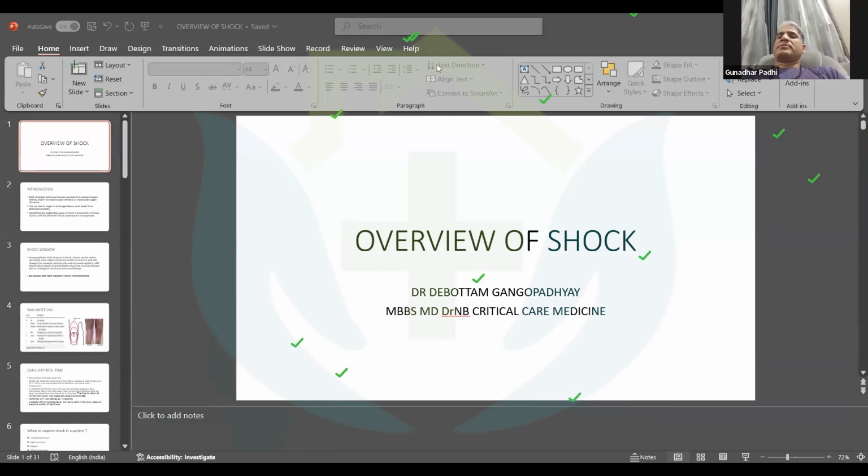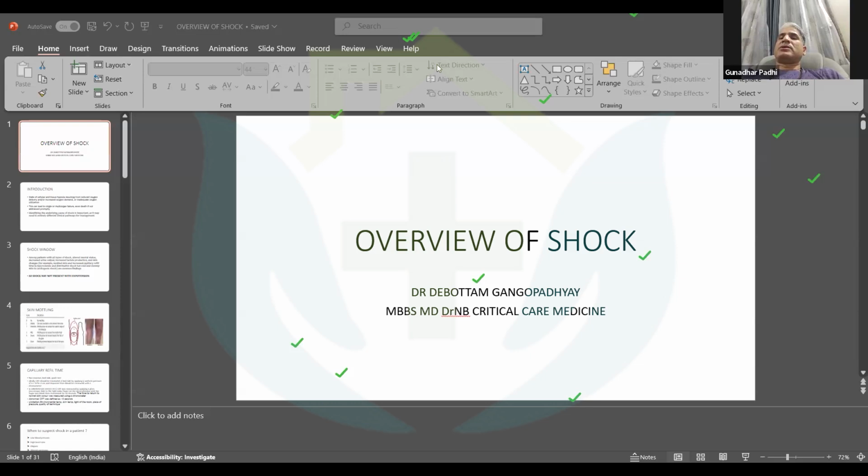Most of the time in the critical care unit, the challenge happens because of failure to recognize shock. That is the most important thing. Most of the time the patient looks stable, but actually the patient is in shock. The BP may be normal, but the patient may be in shock. So early intervention sometimes helps, like Dr. Debottam pointed out, that normal BP doesn't rule out shock.